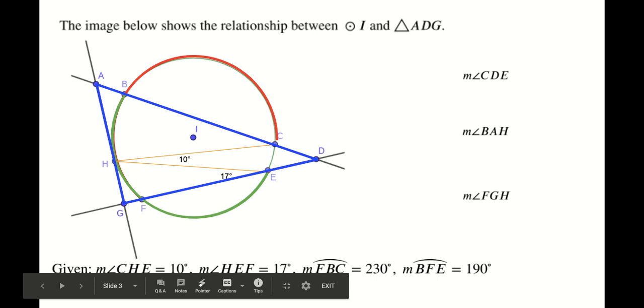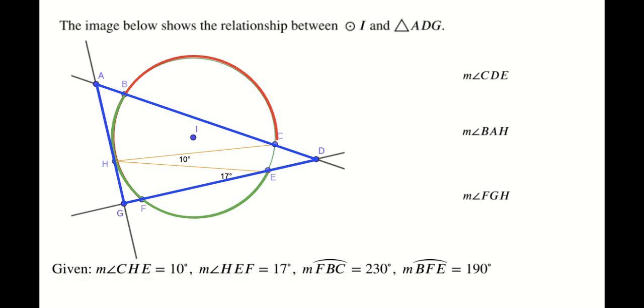Okay, let's take a look at an example problem here. So I need to find the measure of CDE, the measure of BAH, and the measure of FGH. Those are all of the angles of the triangle. So I want to find all of these angles.